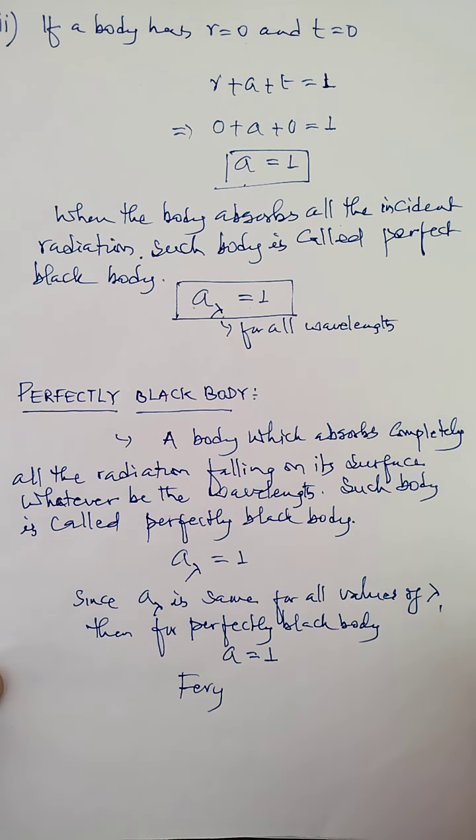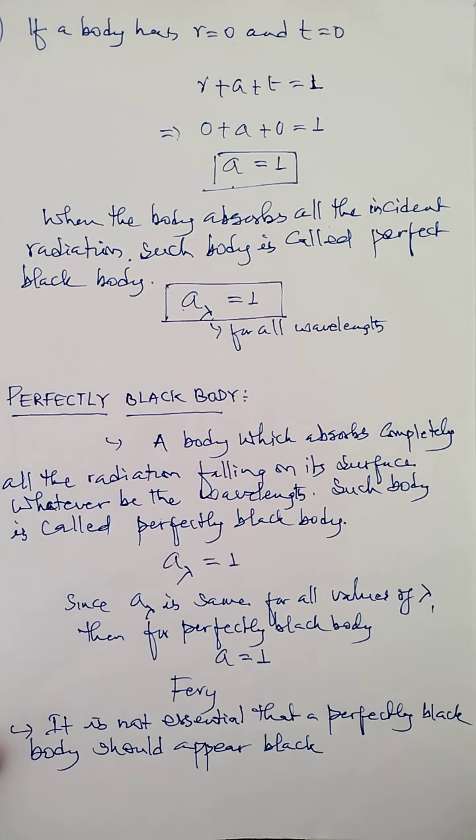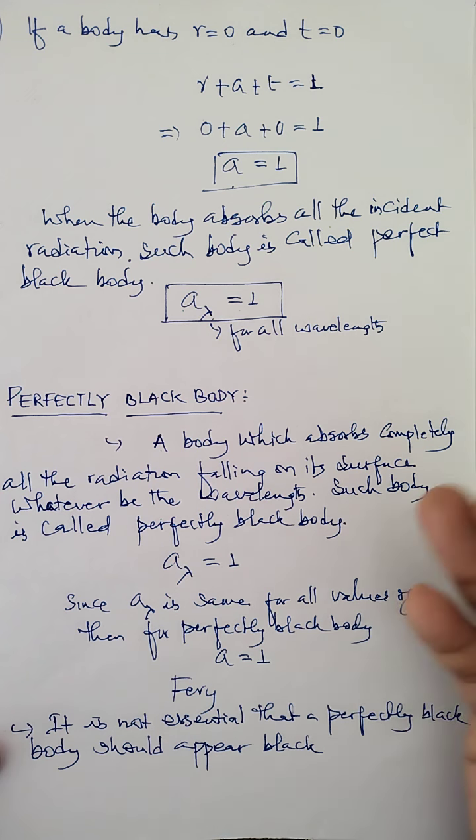Now the next part we need to keep in mind, children, is that it is not essential that a perfectly black body should appear black. Actually, a perfectly black body is one which absorbs externally incident radiation of all wavelengths falling on it. And it is also a body which emits radiation of all wavelengths when that body is heated to a very high temperature.